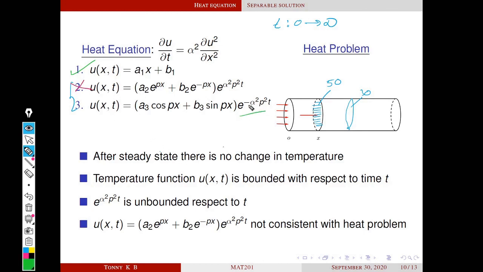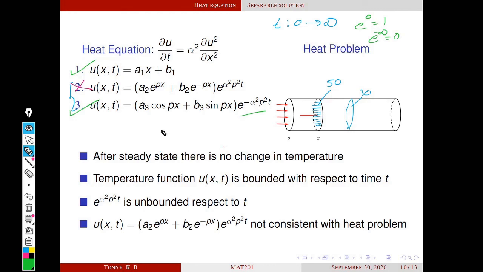What about this term, e raised to minus alpha square p square t? Here t is varying from 0 to infinity. So this exponent is varying from 0 to minus infinity. We know that e raised to 0 is 1 and e raised to minus infinity equal to 0. So this quantity is varying between 0 and 1. So this is bounded with respect to t. So this u(x,t) is bounded with respect to t. So the third solution is consistent with the heat problem.